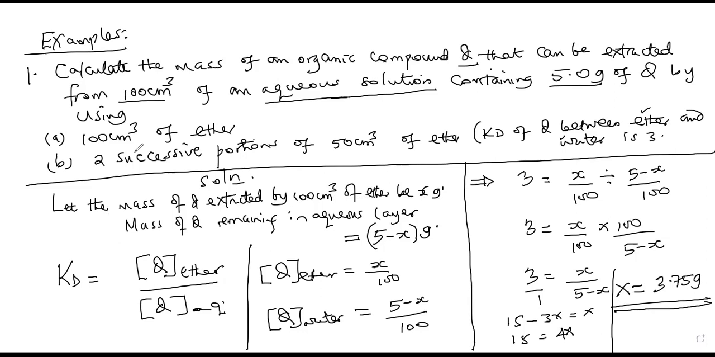Let's go to the most interesting part B of this question. They want us to get the mass of organic compound Q that can be extracted when two successive portions of 50 cubic centimeters of ether are used. It means that we shall have the first portion of 50, we also have another portion of 50, making them two portions that sum up to 100.